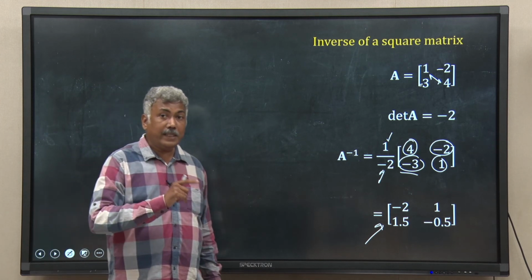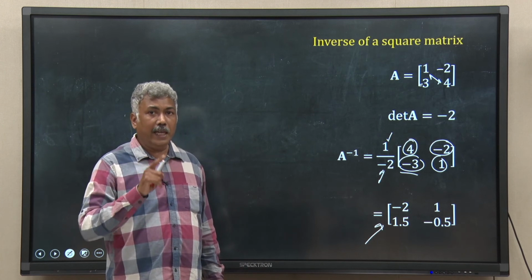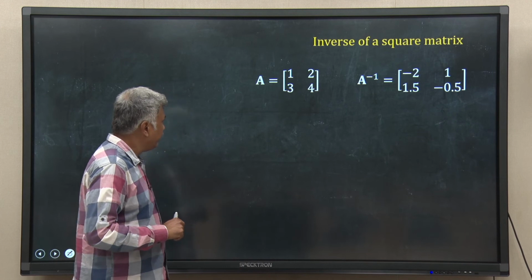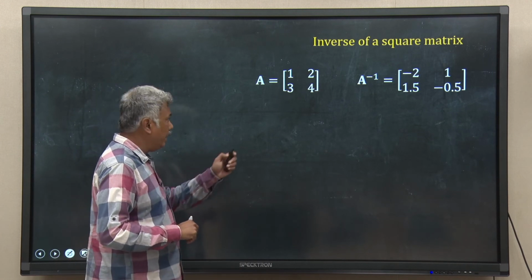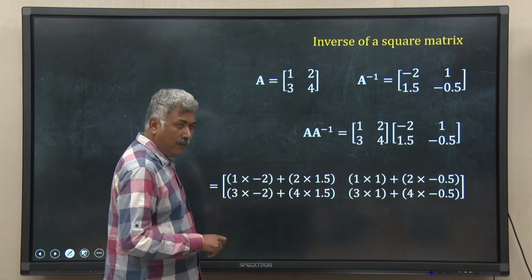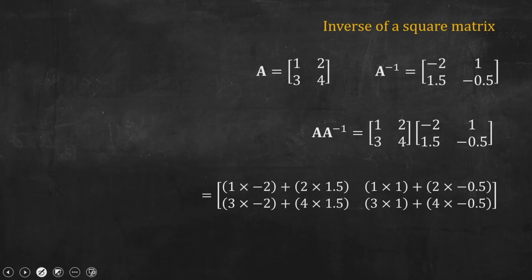So, if you remember, I said the condition that we have to meet is that A into A inverse should give me an identity matrix. Let us check that. So, I have the A matrix, the inverse of that we calculated using the formula. Now A into A inverse will be the multiplication of these two matrices, and I have shown the matrix multiplication using the matrix multiplication rule. You can use that and try it.